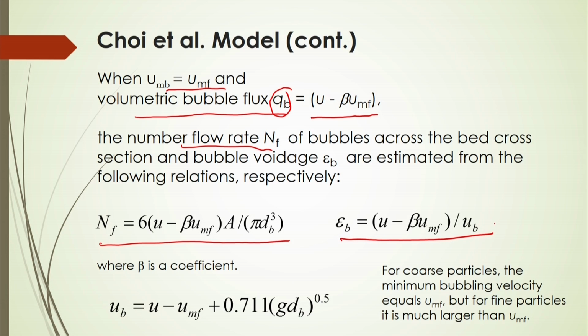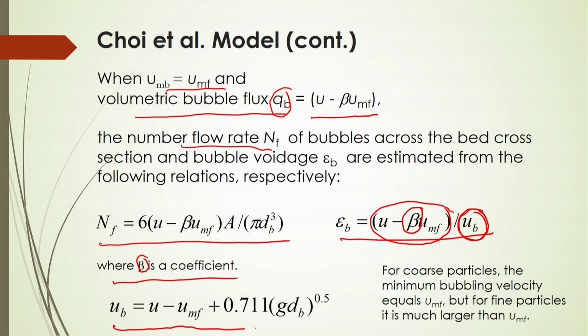Whereas this bubble volume fraction depends on the velocity of the gas and also the bubble rise velocity there. So, this will be equal to U minus beta into UMF. UMF is the minimum fluidizing velocity, and UB is the bubble rise velocity. Here in this case beta is one coefficient. This coefficient of course depends on the experimental data, the actual condition. In actual condition, the volumetric bubble flux inside the bed depends on the particle size and size distribution, and also on the system used there. So, this beta factor also depends on the operating condition.